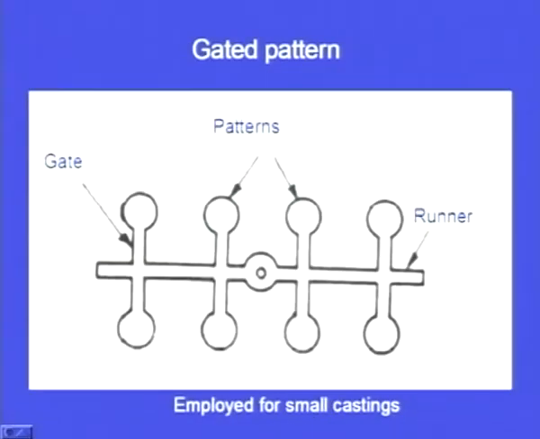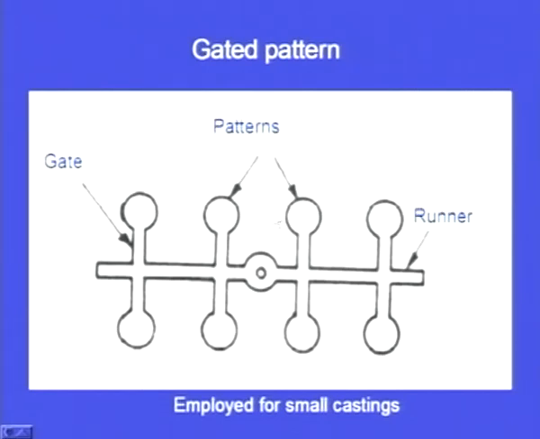Next one, gated pattern. Here we can see so many patterns. Here is one pattern, one pattern, one pattern, and so on. All these patterns are connected. So, this is the runner, this is the gate, this is the gate, this is the gate. So, they are all connected and there is one common sprue, through which we pour the molten metal.